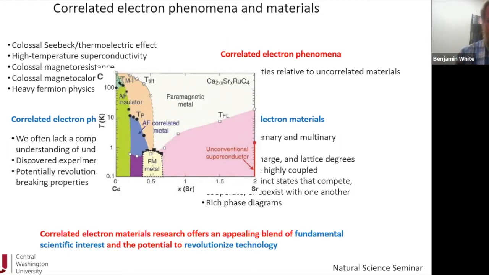And so correlated electron materials research really offers an appealing blend of fundamental scientific interests, which is kind of what attracts me to it, but also the potential to revolutionize technology. And that's why the public and funding agencies really care about it.